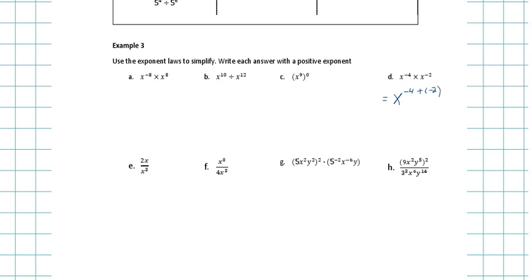Now this is your final answer. Because your final answer has a negative exponent, now you have to flip to make it positive. So your final answer should be 1 over x to the power of 6.